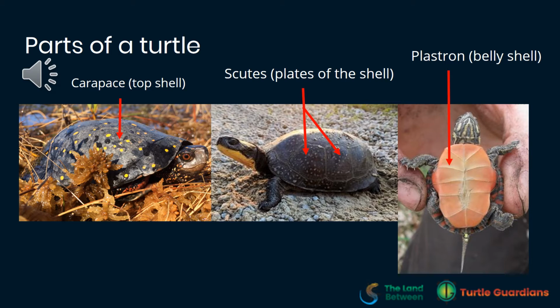Now the shell is made of bony plates, and these are called scutes. So in this middle photo of a cute little Blanding's turtle, we see arrows pointing to these bony plates. These bony plates fuse and make up the shell.